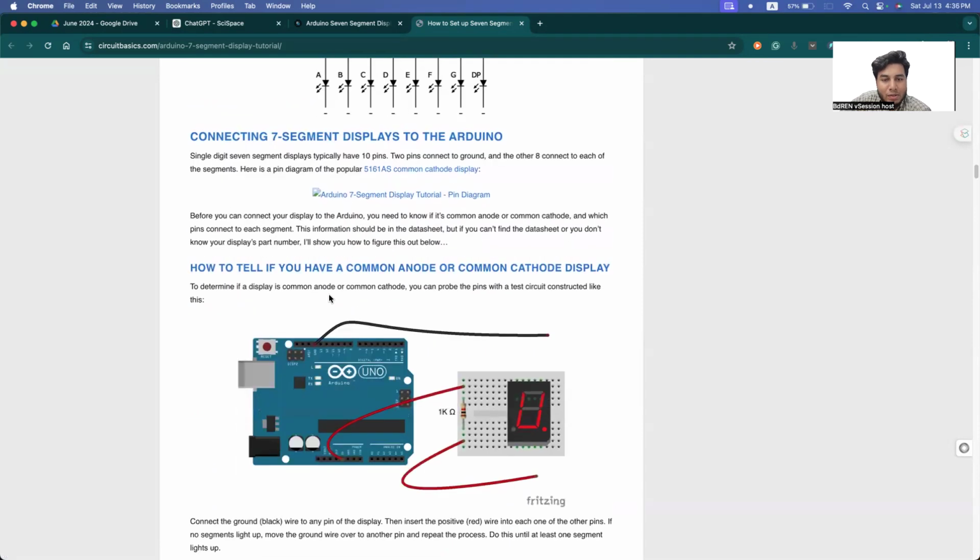Now, connecting the seven-segment display to the Arduino is something like this. Single digit seven-segment displays typically have 10 pins. Two of these pins go to the ground and the other 8 pins are connected to the segments.